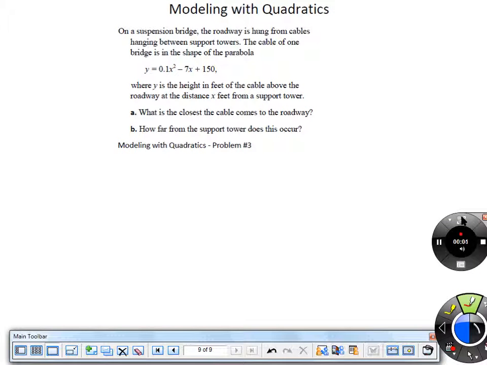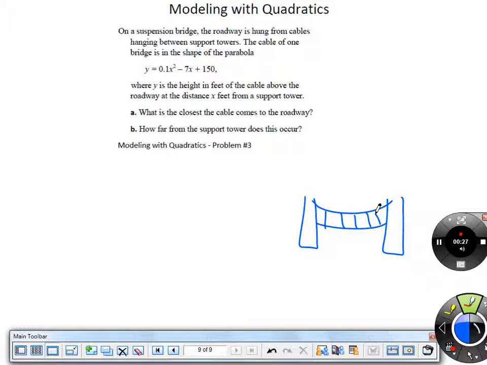This problem, there's a suspension bridge. The roadway is hung from the cables hanging between support towers. So there's some support towers, and there's some sort of suspension bridge where you have the road hanging from this bridge. Okay.